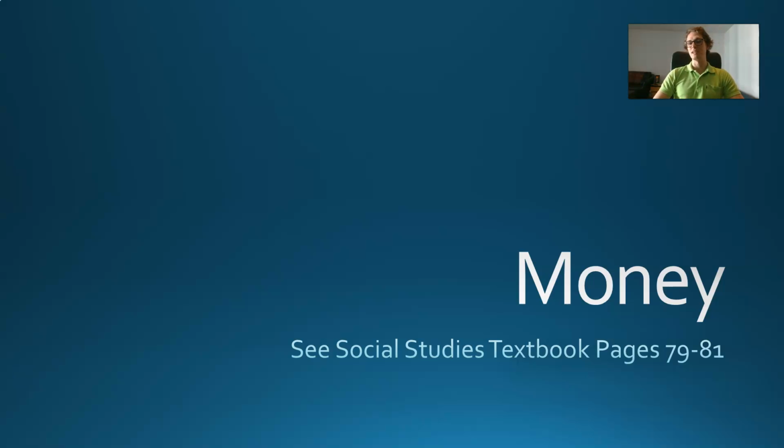The topic is money, okay? At this point, you guys can go on your own and read the social studies textbook pages 79 through 81. So starting on this page here, okay, money, that's page 79, okay? And then read page 80, this page here, okay, and then later I want you guys to do this activity on page 81.